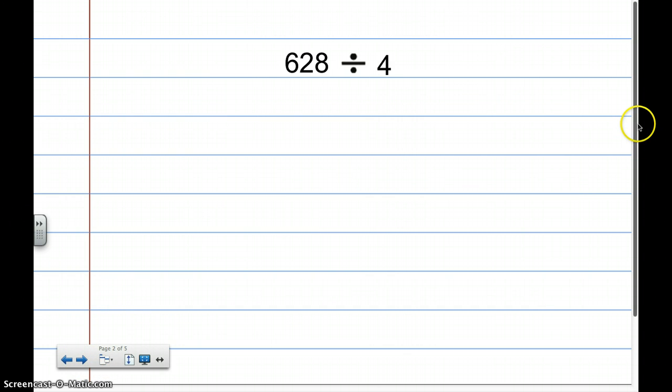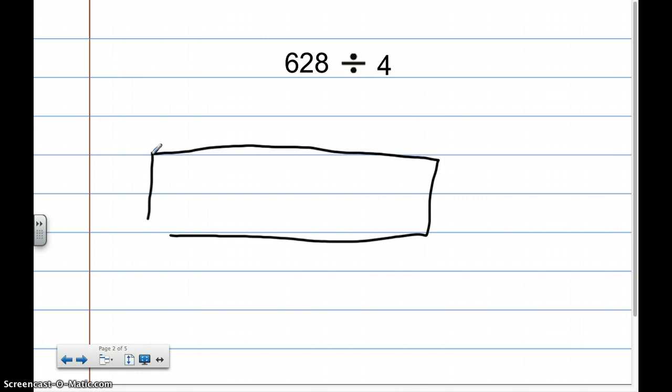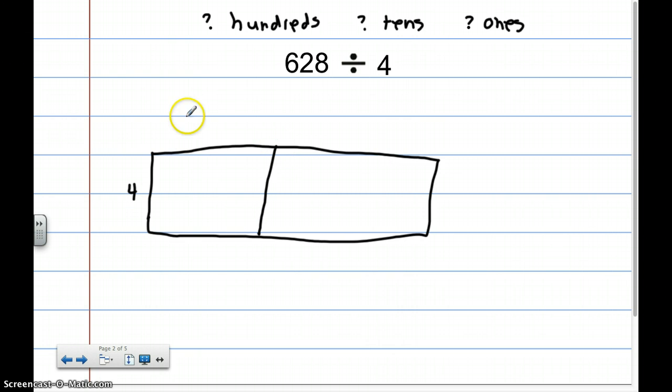So let's look at how we do area division with kind of like a strip diagram is what I would call this. So I want to know how many hundreds are there, how many tens, and how many ones. Okay? So if I have 628, I'm going to put my 4 over here. And over here, I want to know how many hundreds are there.